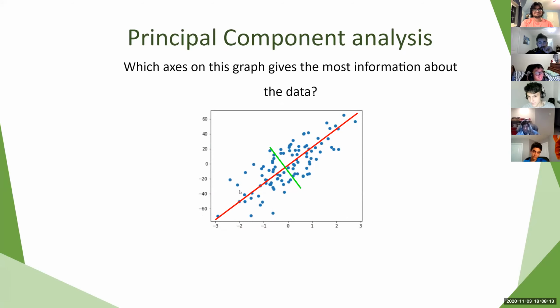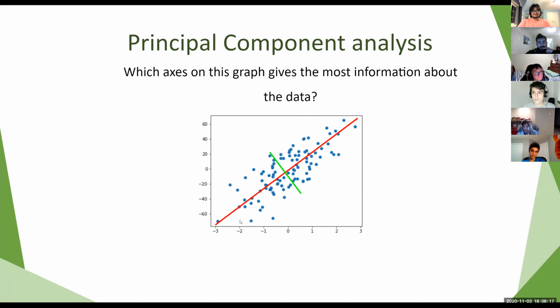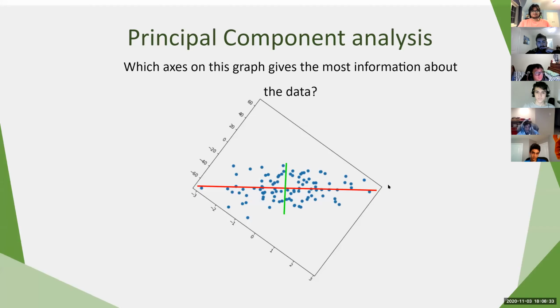Because this variance is definitely larger than that variance. So given that, we can basically change the axis of our data and give that to the clustering algorithm. So we rotate the entire thing, make these the new axes, and this is what we call the principal components.